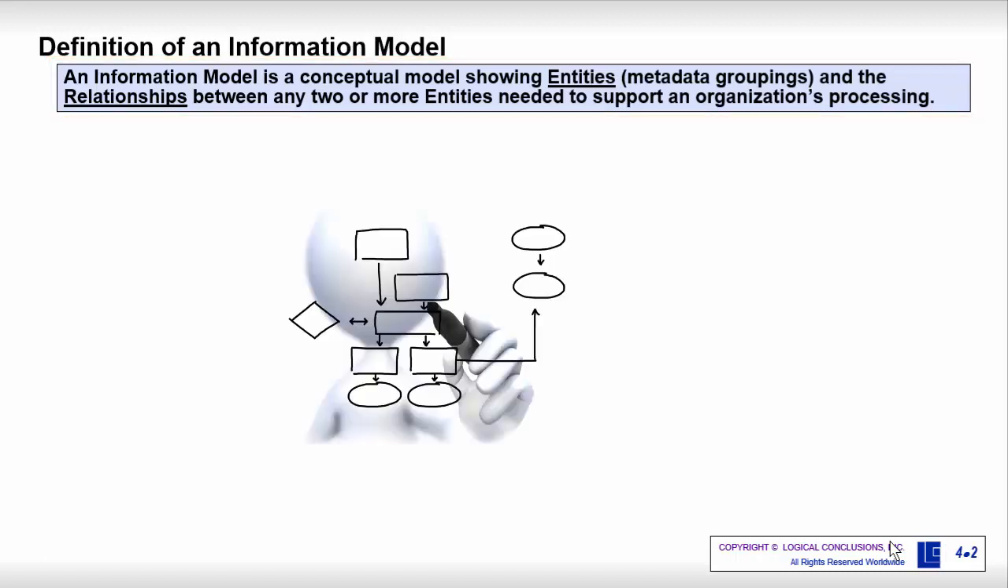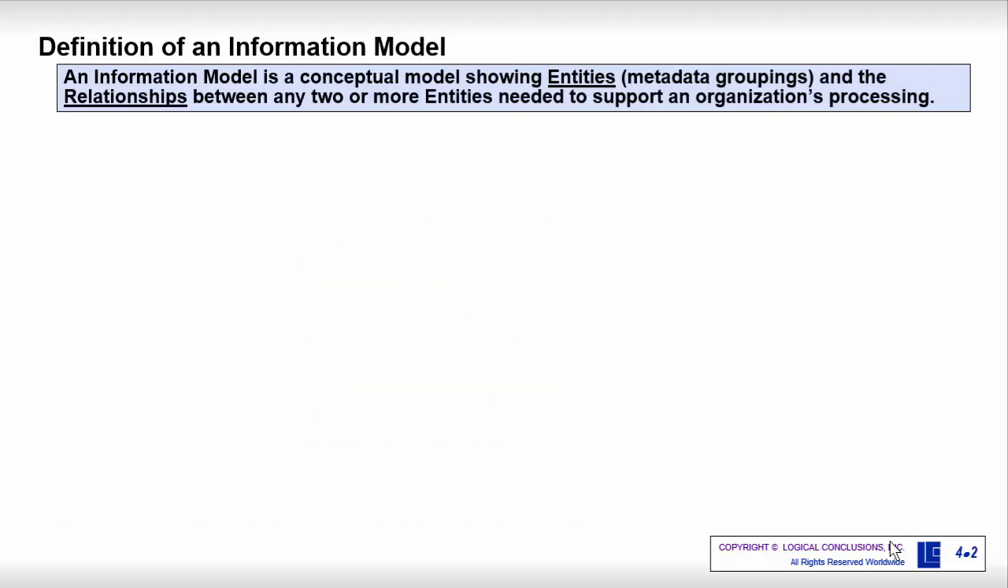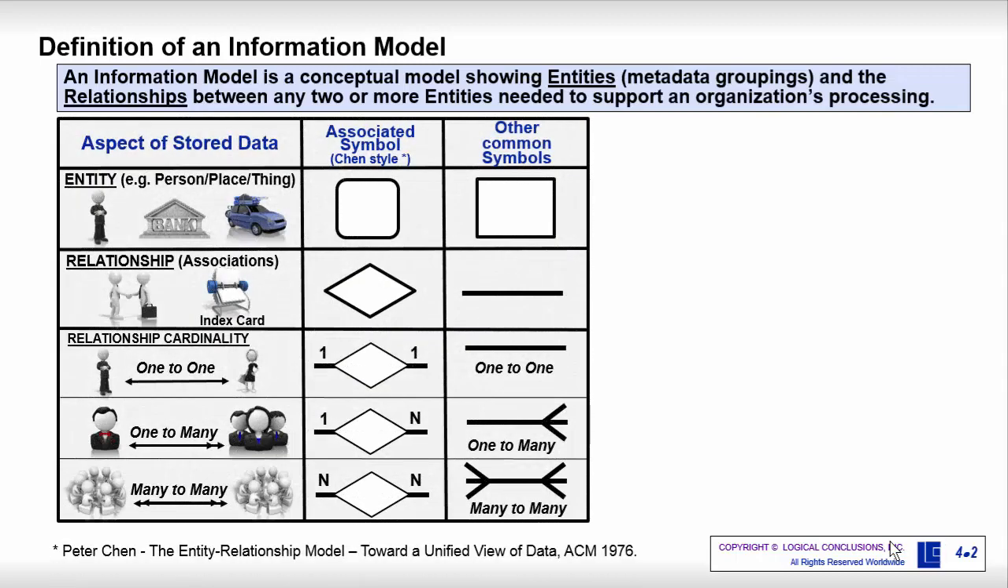In the 1970s and 80s, a lot of authors proposed various models for depicting an organization's data needs. I'm going to show the symbology of two of the most popular here, and then after this section, I'm going to concentrate on one of the models. On the left here is a table describing what we model for stored data, and next to them are their associated symbols using Chen-style symbols and another common set of symbols.